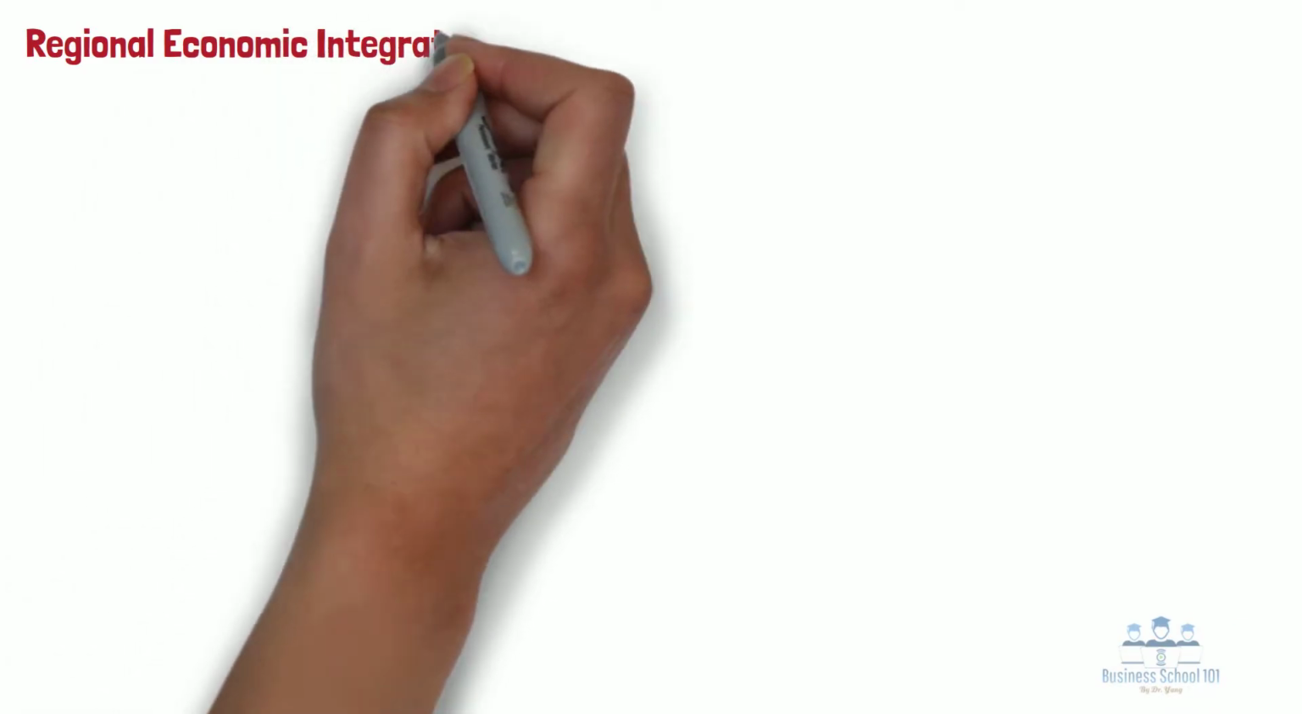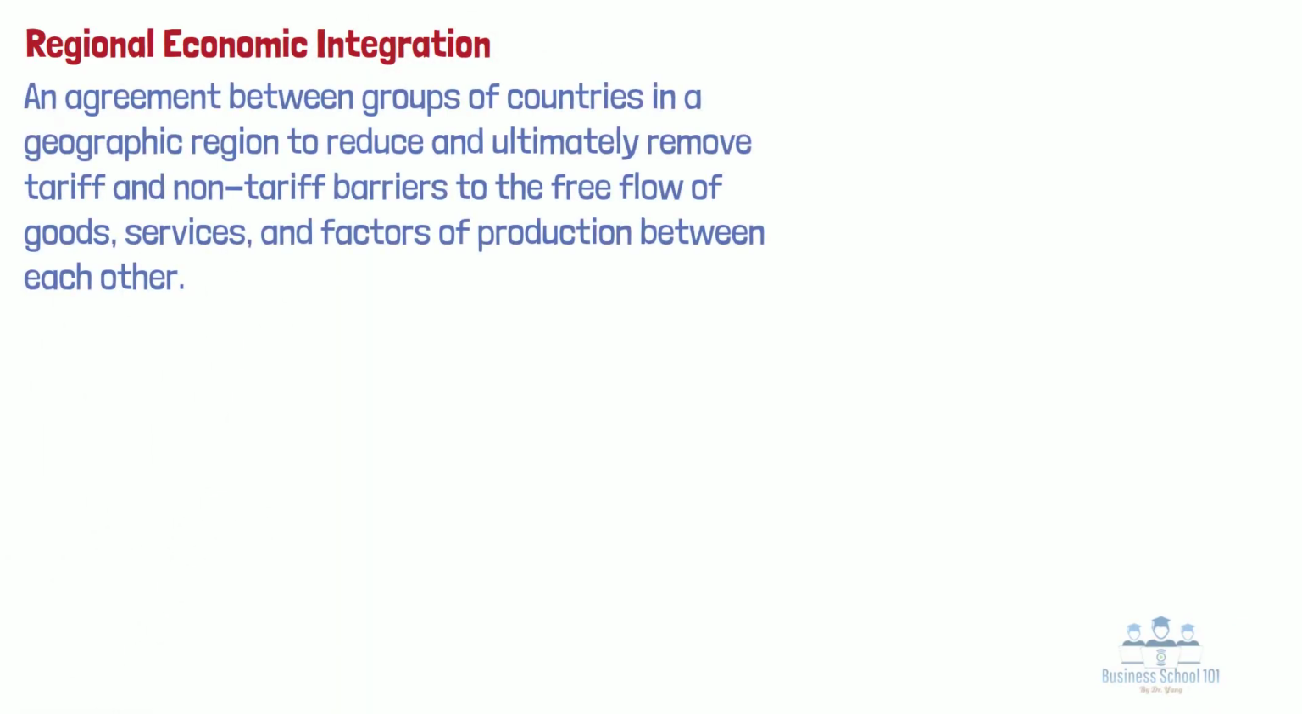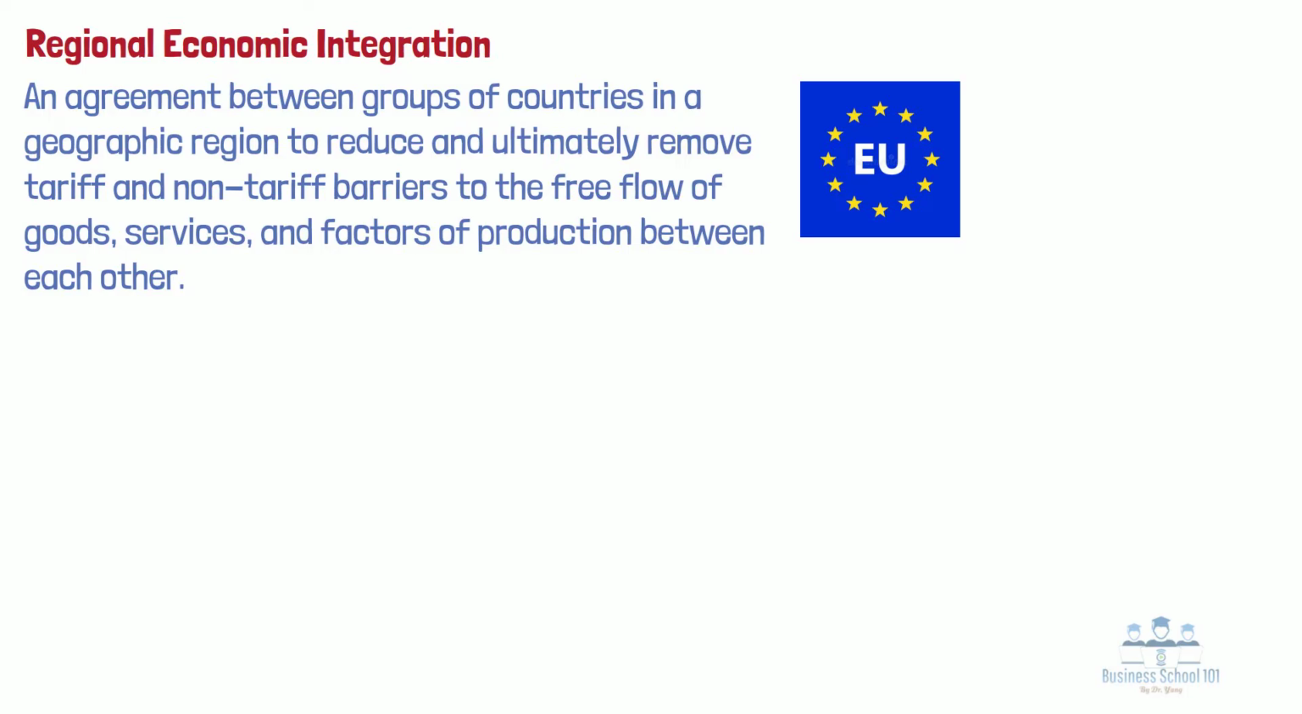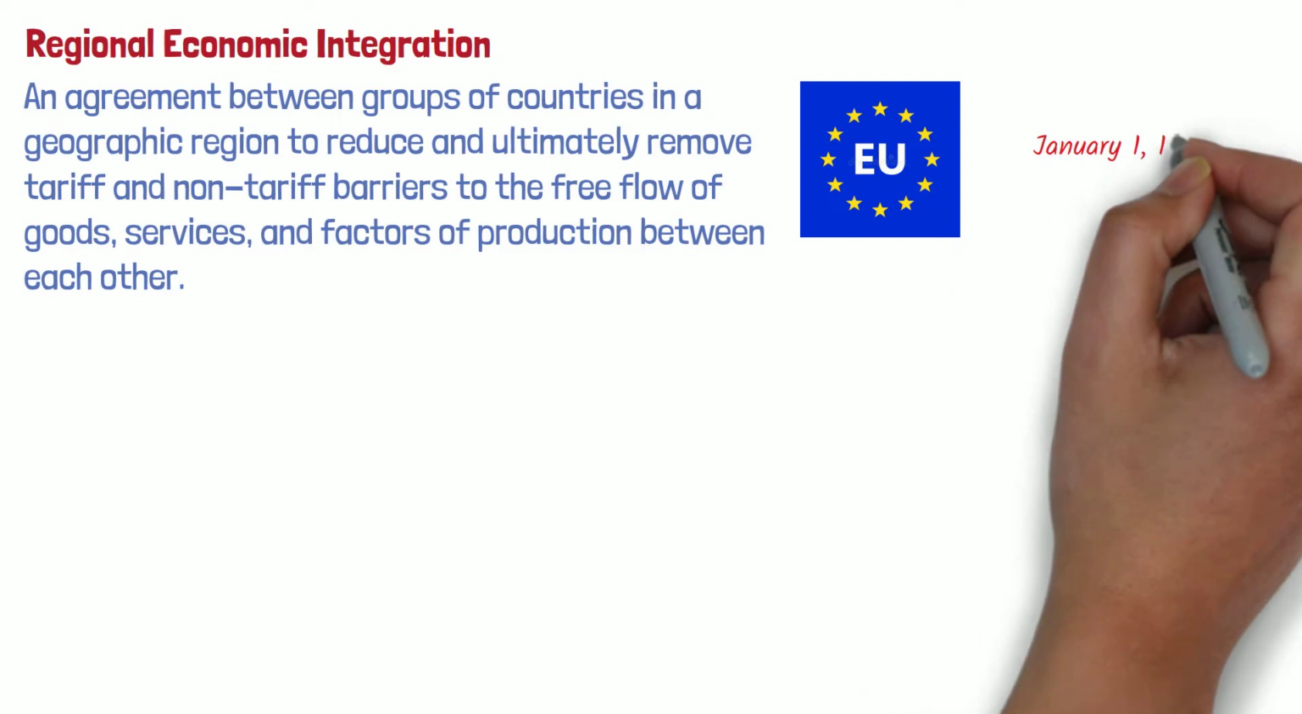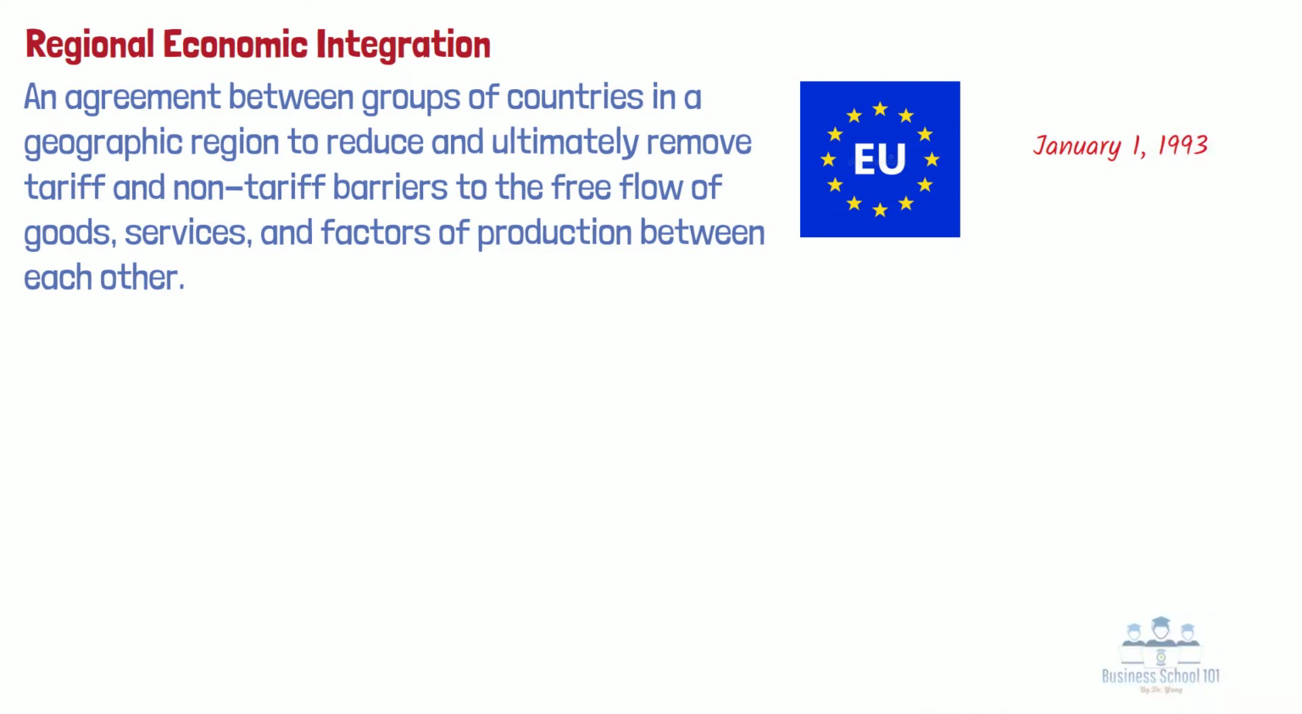Regional economic integration is an agreement between groups of countries in a geographic region to reduce and ultimately remove tariff and non-tariff barriers to the free flow of goods, services, and factors of production between each other. Since World War II, Europe has been more ambitious than any other region in the world regarding the movement toward regional economic integration. On January 1, 1993, the European Union, or EU, formally removed many barriers to doing business across borders within the EU in an attempt to create a single market with 340 million consumers.